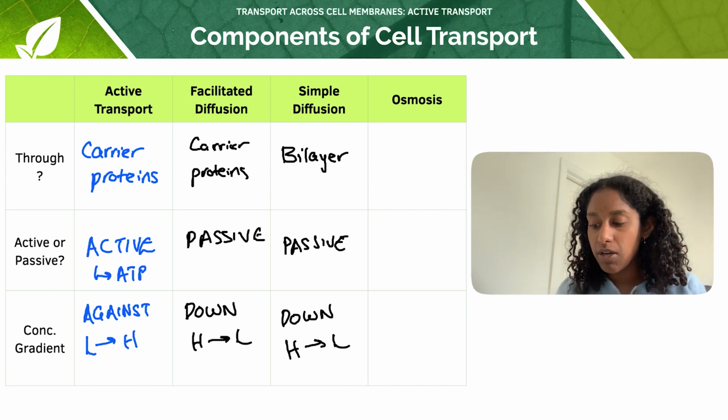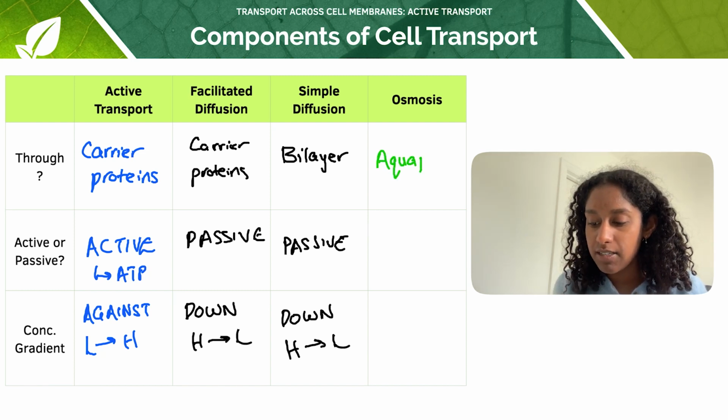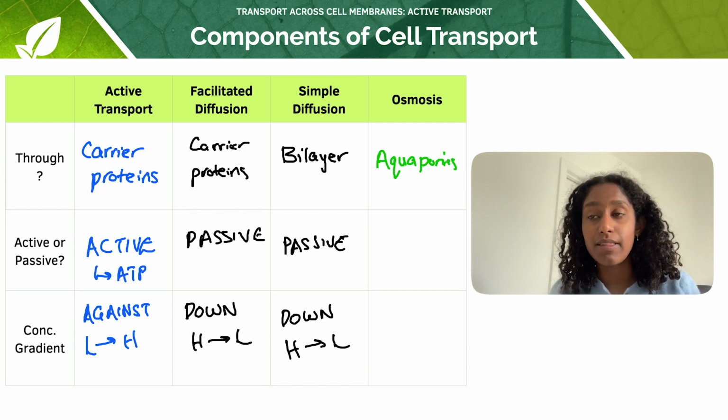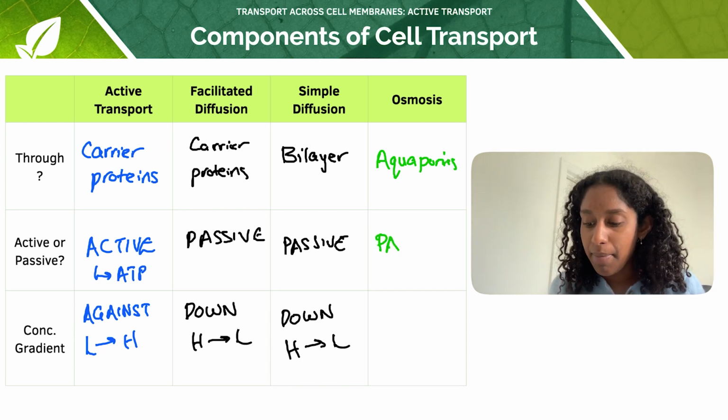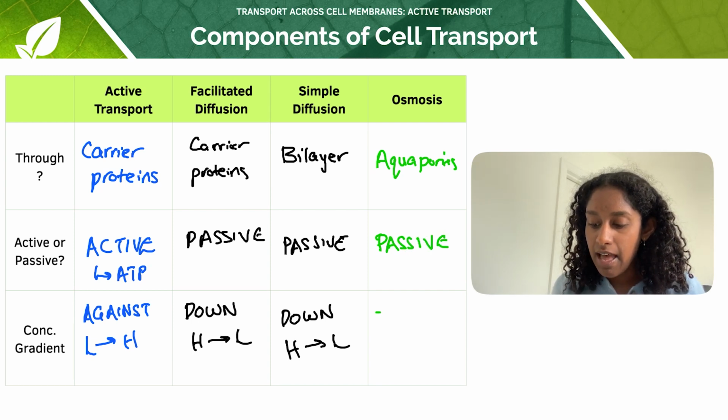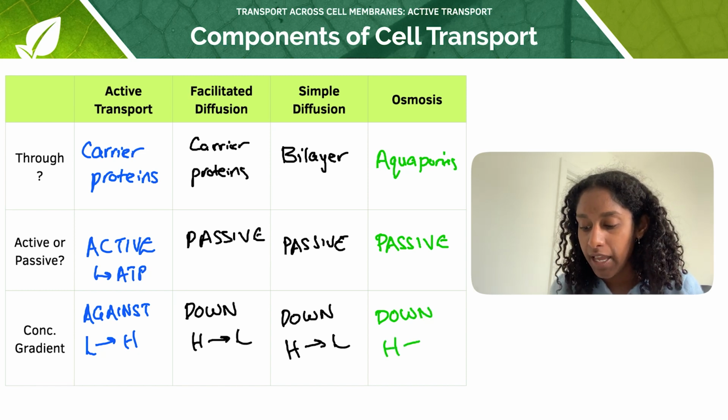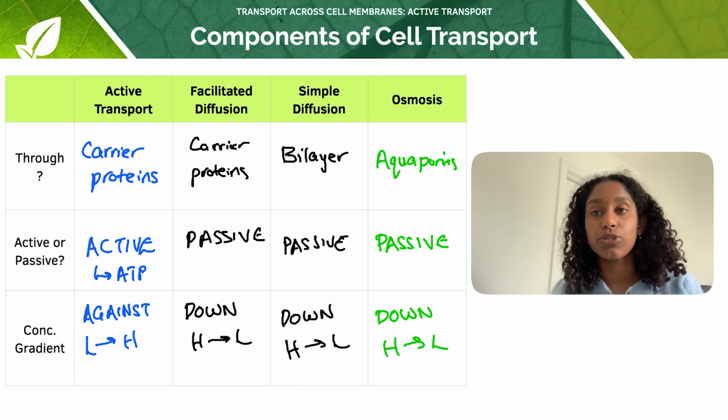And finally, osmosis. Well, osmosis utilises aquaporins, which allow for the movement of those water molecules across the membrane. It's a passive process, so it does not require energy in the form of ATP, and it is also down the potential gradient, remember, from a high to a low water potential.